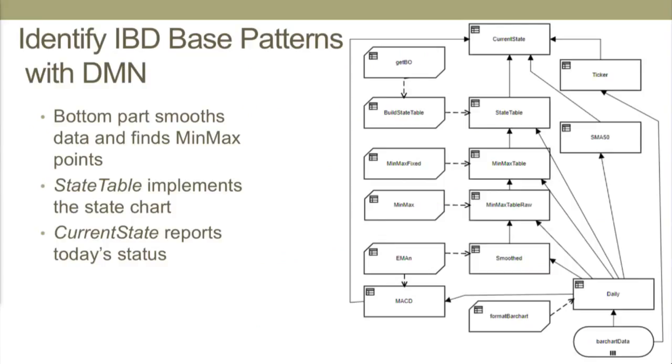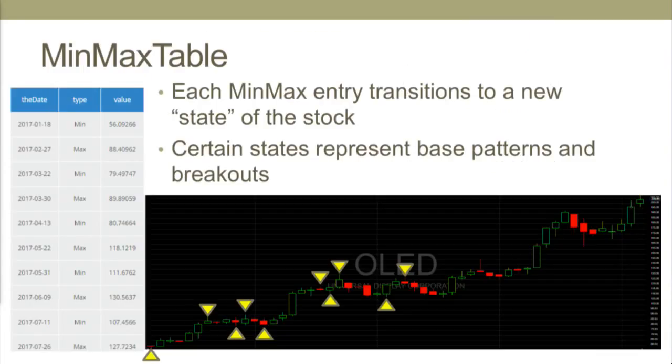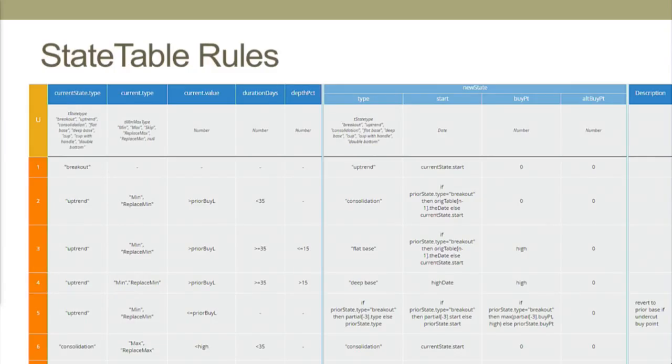So here's the DMN, the DRD, and most of it at the bottom is just smoothing out the noise in the data and extracting the min-max table, the local minima and maxima. At the top, the state table determines the state chart. So here you see at the left a bit of that min-max table overlaid on the price chart, a weekly price chart, as yellow triangles on the right.